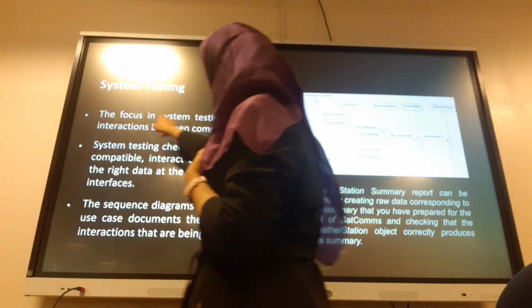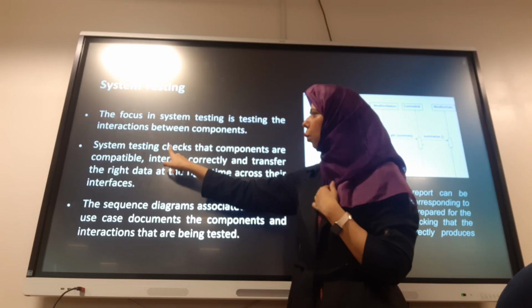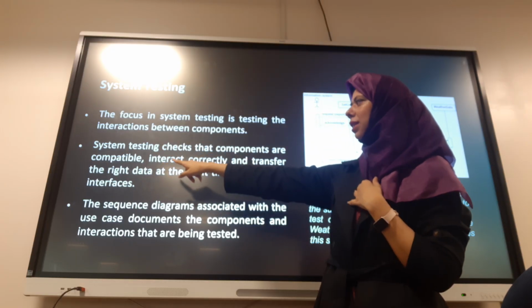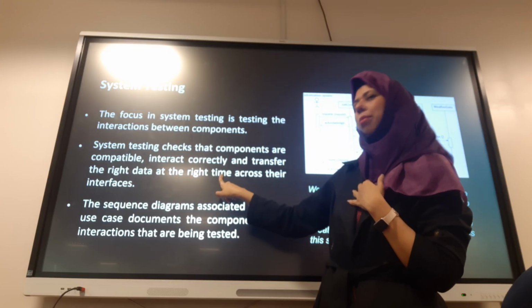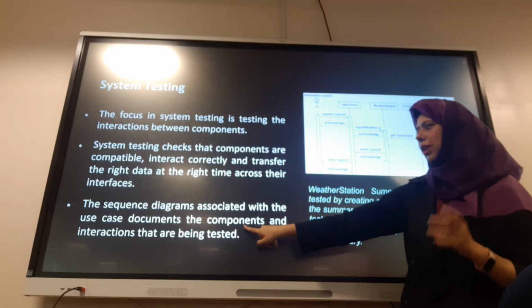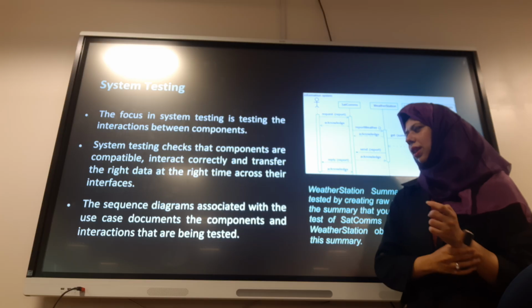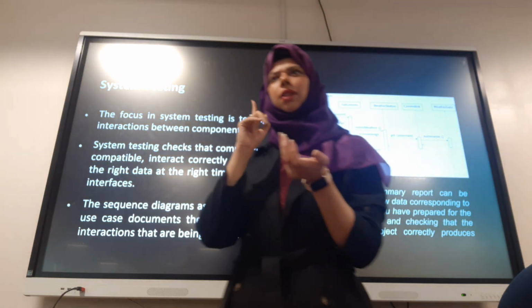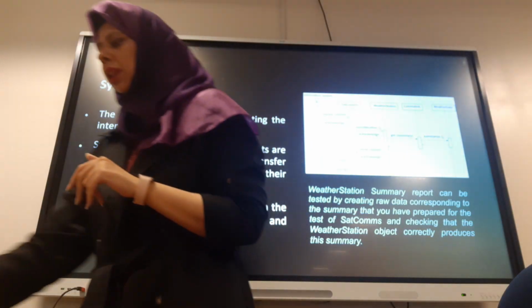So the focus of system testing is mostly on the interaction between components. We check here that components are compatible, they interact correctly, and they transfer the right data at the right time across all interfaces. The sequence diagram associated with the use cases documents the components and the interactions that are being tested. So again, we do the testing for the use case diagram, sequence diagram, state model, and all of this.